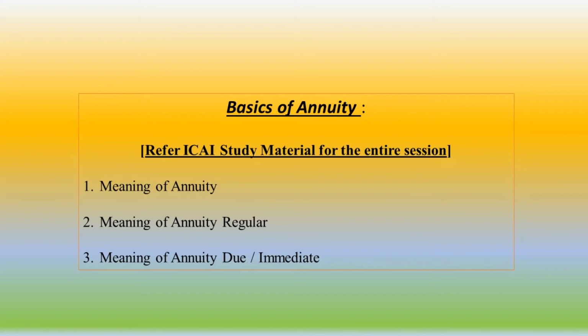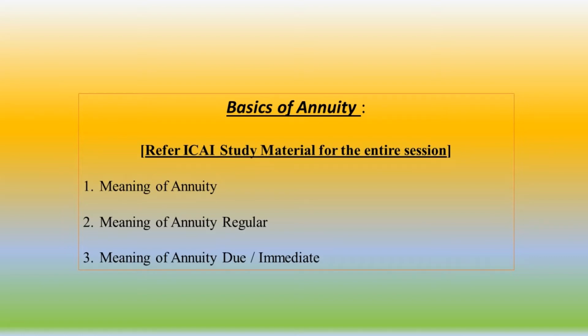Now, annuity. If one were to be asked how they would define annuity, and one looks at the study material, it states annuity can be defined as a sequence of periodic payments or receipts regularly over a specified period of time. I repeat, annuity can be defined as 1. A sequence, 2. Of periodic payments or receipts, 3. Regularly, 4. Over a specified period of time.